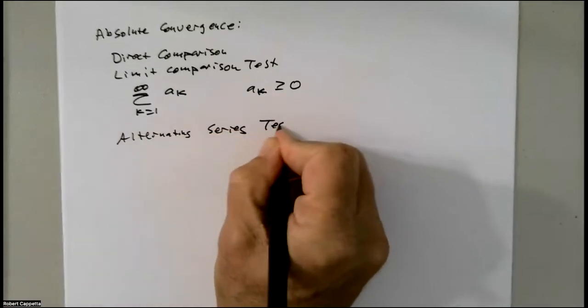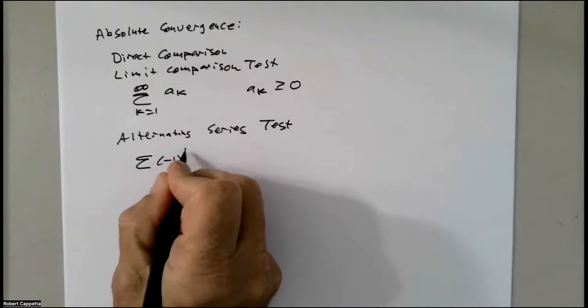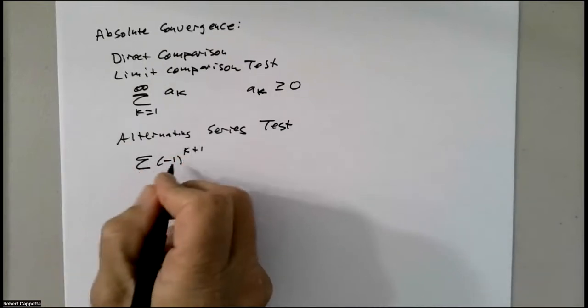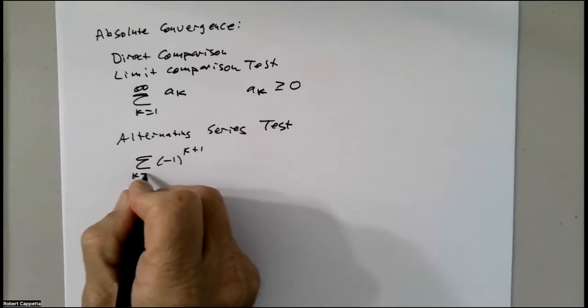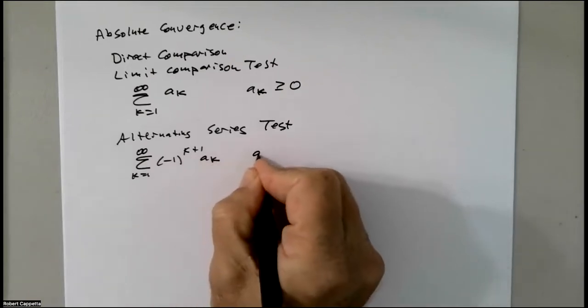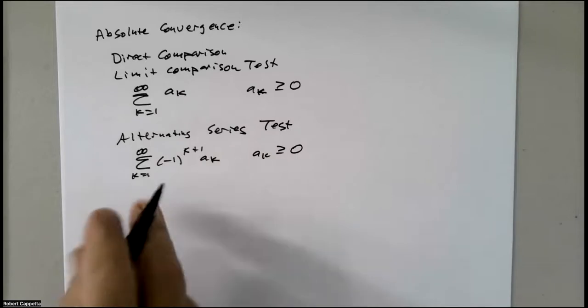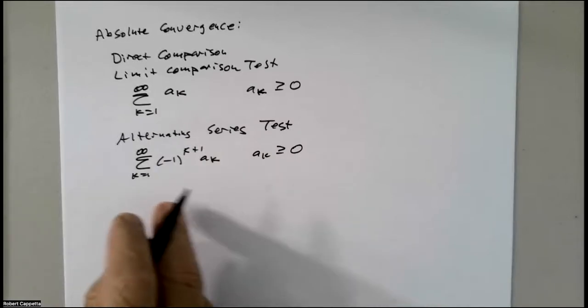we focused on the absolute values, but originally we defined it this way. We had some kind of a sign flasher, negative 1 to the k, or negative 1 to the k plus 1. And again, a sub k had to be greater than or equal to 0, but this kept alternating between negative 1, positive 1, negative 1, positive 1, negative 1, positive 1.